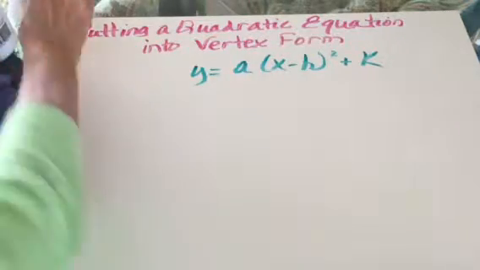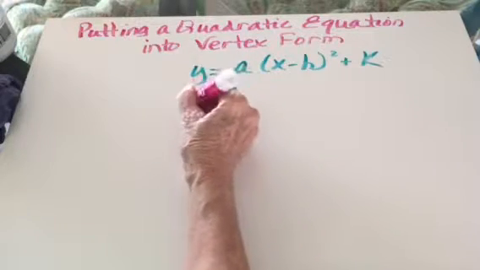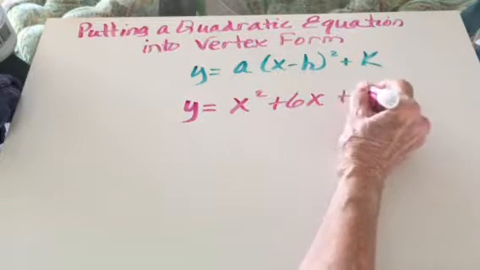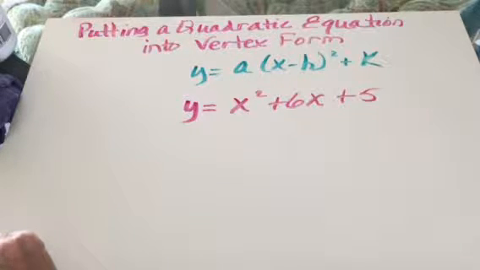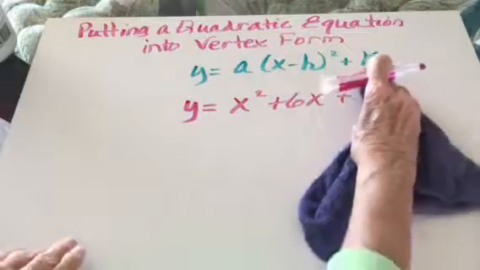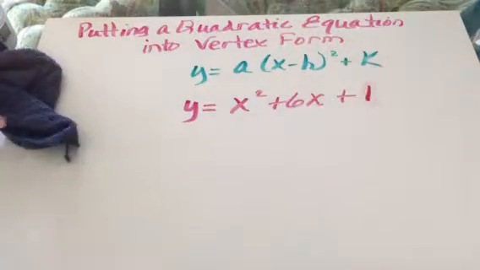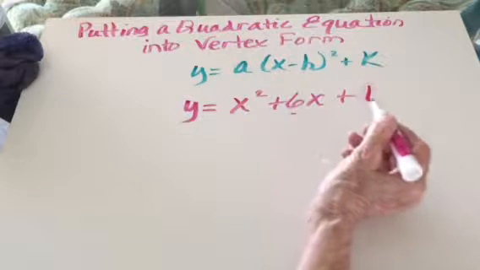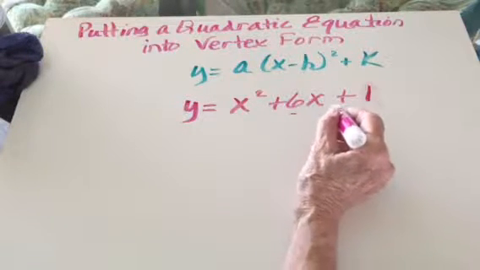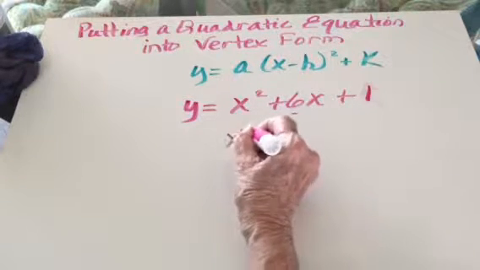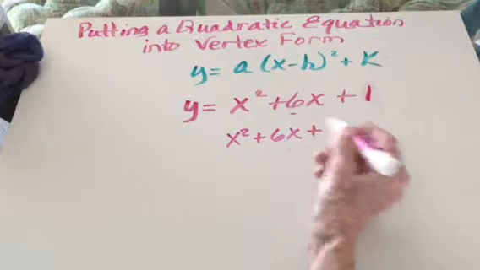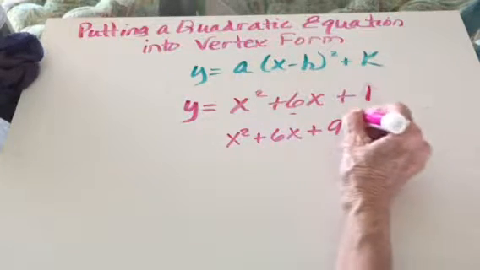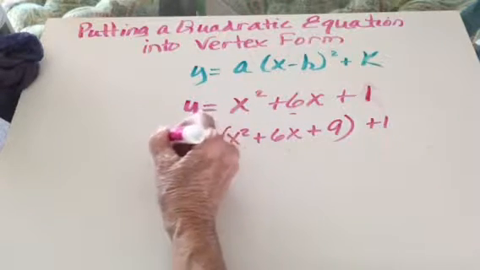So let me give you an example of one. Okay, if we have y equals x squared plus 6x plus 5. Now, you know what? I'm going to say plus 1. All right. Now, to complete the square, what do I do? I take half of this right here and I square it. So I'm going to have x squared plus 6x plus, now, half of 6 is 3. 3 times 3 is 9, plus 9, plus I've already got the 1, right? So I have to add the plus 9 on this side as well.